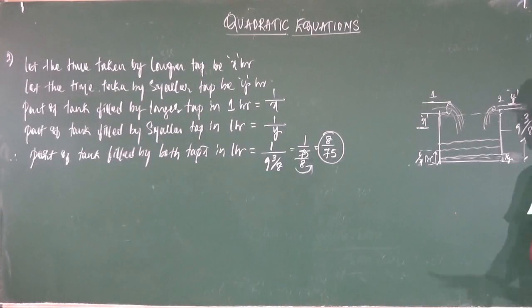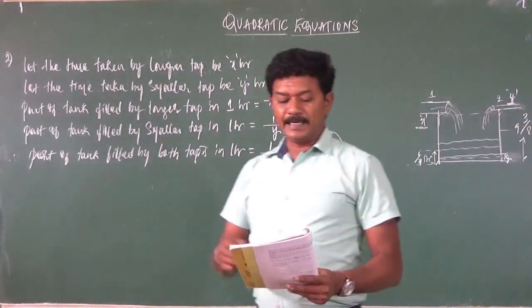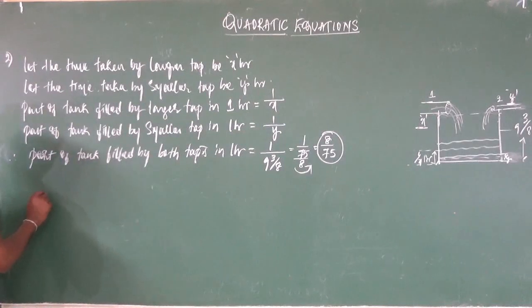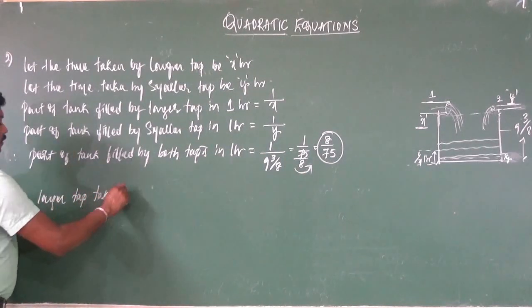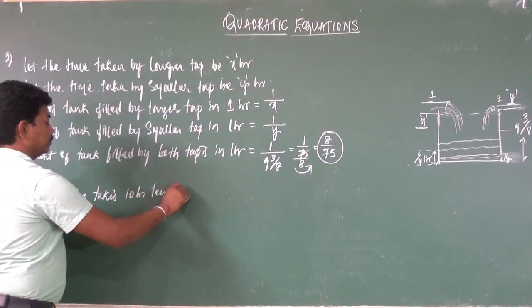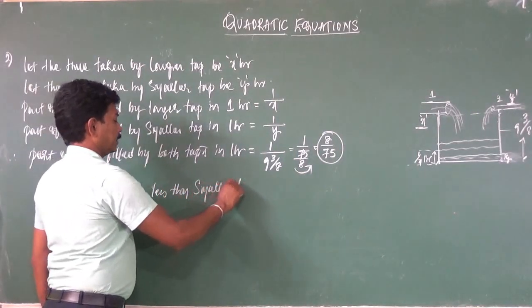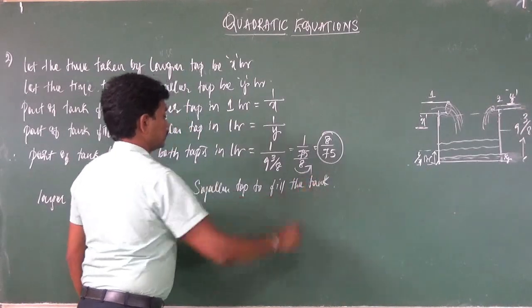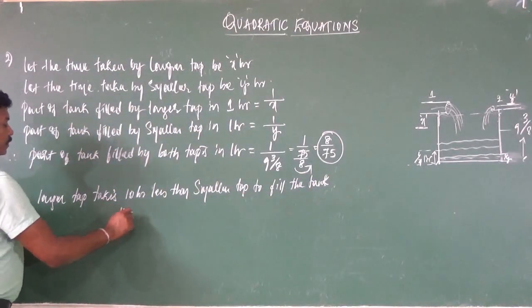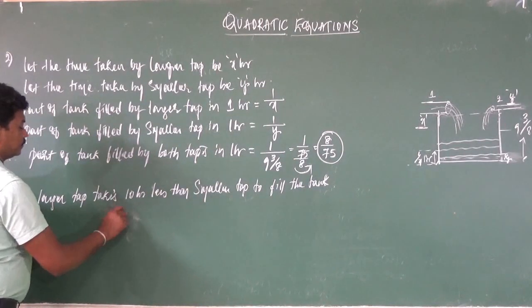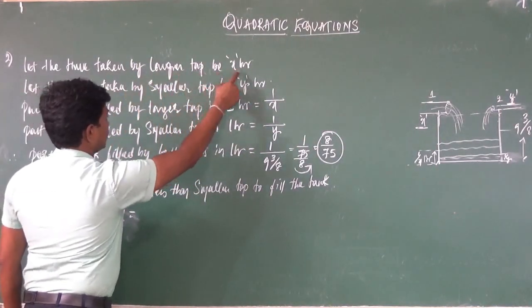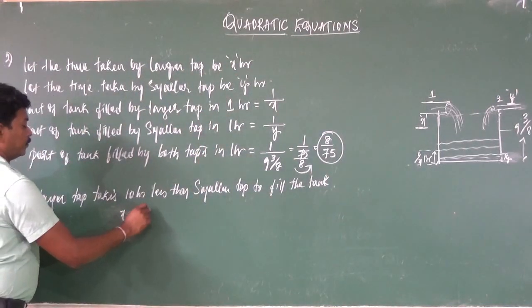So the condition is that the tap of the larger diameter takes 10 hours less than the smaller one to fill the tank separately. So the larger tap takes 10 hours less than the smaller tap to fill the tank. Let the time taken by the smaller tap be y hours and the time taken by the larger tap be x hours. So x is equal to y minus 10.